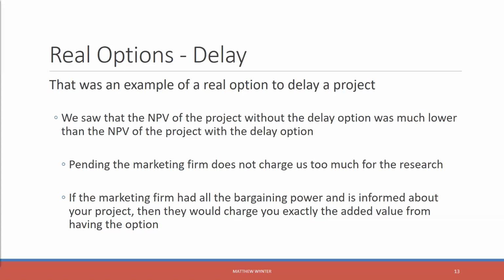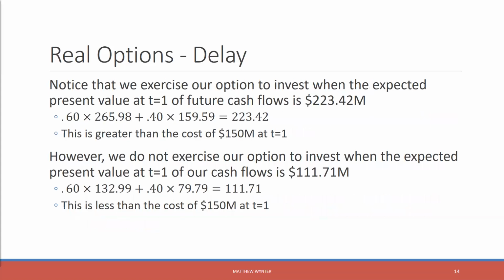They would charge us the difference in NPV. So notice that we exercise our option to invest when the expected present value at time T of the future cash flows is $223.42 million. And hopefully that makes intuitive sense. You'll exercise your option when you expect it to be profitable.